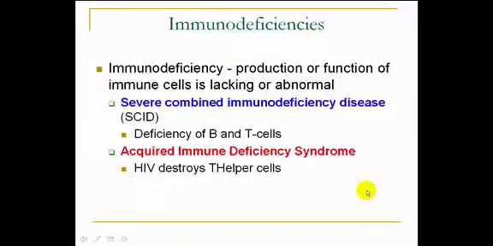Another immunodeficiency is acquired immune deficiency syndrome, or AIDS, which is caused by the HIV virus, because the HIV virus destroys the T helper cells and it causes this syndrome.